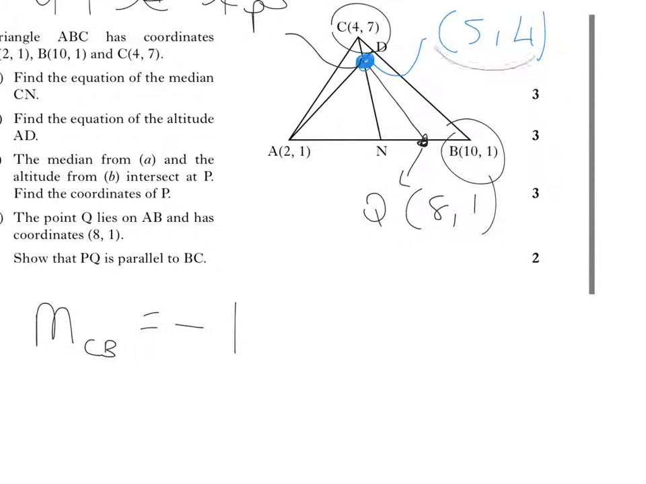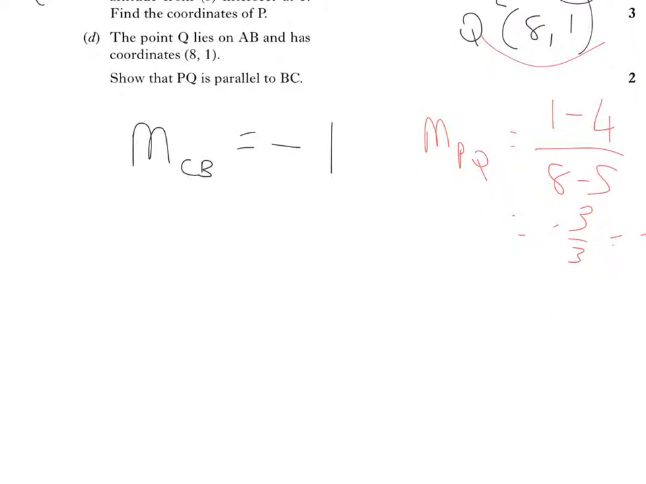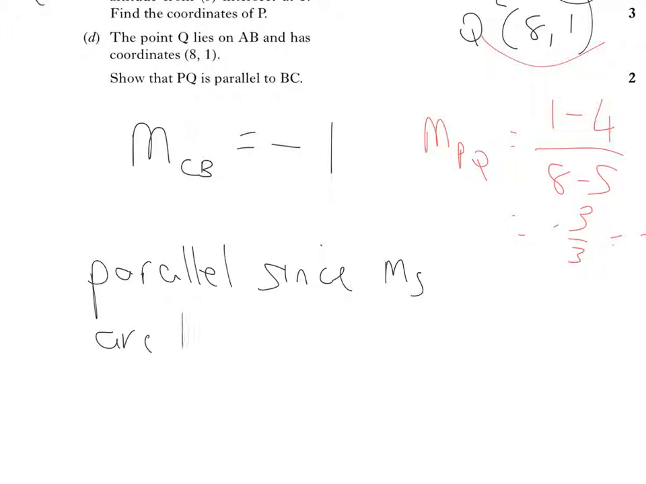So there's the point P, there's the point Q. So gradient of PQ is 1 minus 4 over 8 minus 5, it's minus 3 over 3, and there you go, that is minus 1. Alright, so what I would say at this point is parallel since gradients are the same, both minus 1. That's the final answer to the question.